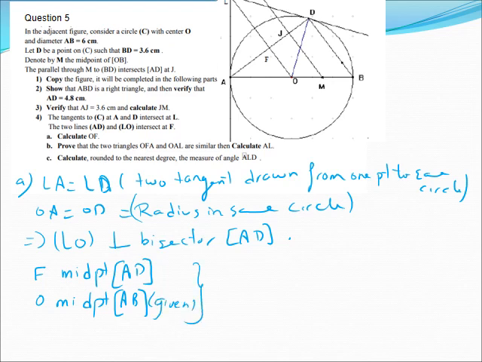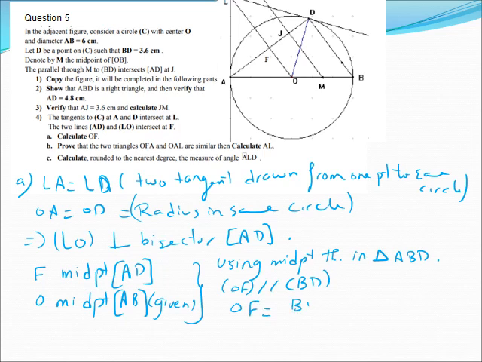So using the midpoint theorem in triangle ABD, we deduce that OF is parallel to BD and OF equals BD over 2, which is 3.6 over 2 equals 1.8 centimeters.